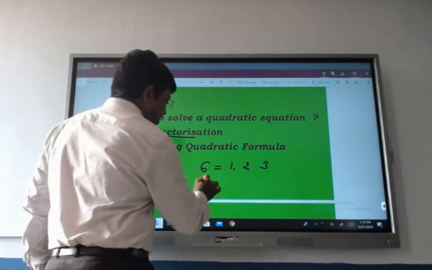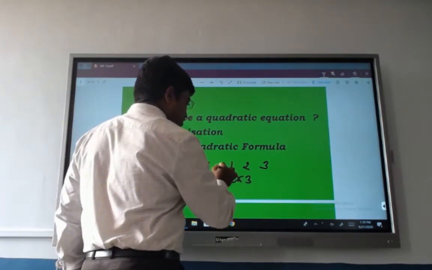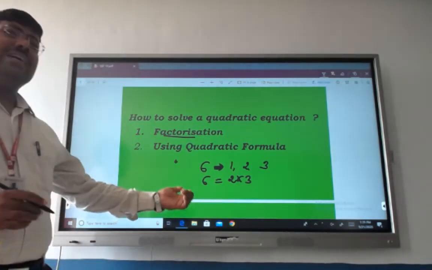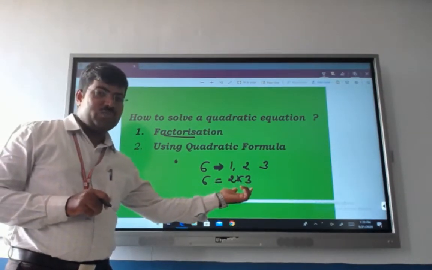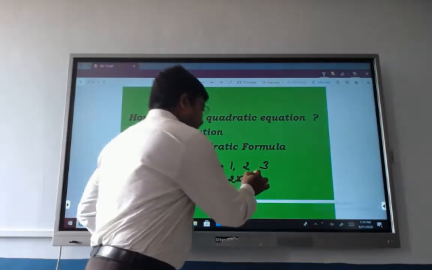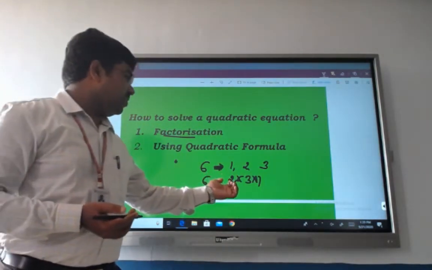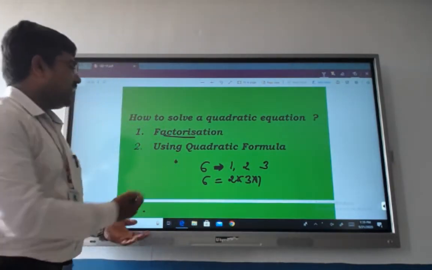Then how can you write this? Actually, 6 is equal to 2 into 3. So these are all factors, but you can write them in the form of a product, the product of two factors: 2 into 3 will get 6. If you want, you can take 1 also. 1 is also a factor of 6. If you write 2 into 3, 6, or 6 into 1, 6 only you will get. So you can write it like this.